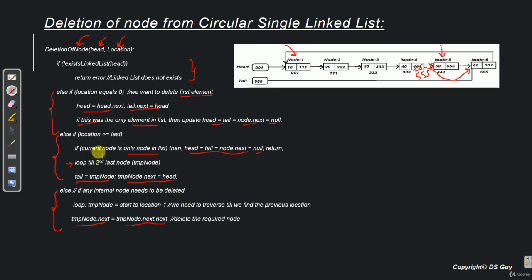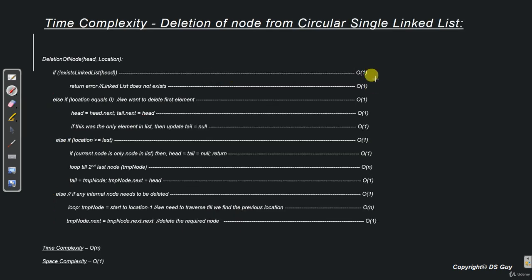Now let's see what the time and space complexity of this algorithm looks like. Checking if the list exists or not is a constant time operation. If we want to delete the first location, then we have to update some of the reference variables. Those are again constant time operations. If we want to delete the last node, in that case we have to traverse till the second last node. So that will take order of n time. Apart from that, all of the steps will take constant time because we are just updating some reference variables.